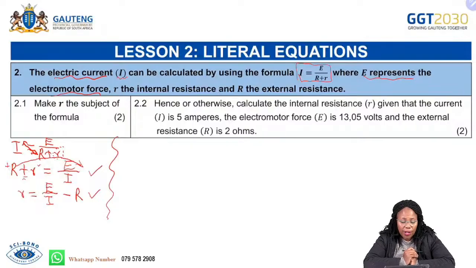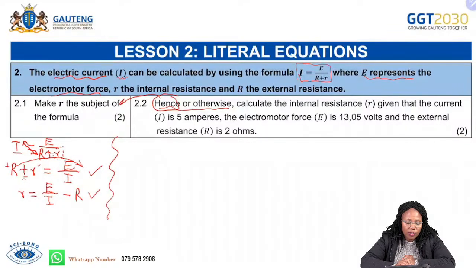Continue to point 2, hence or otherwise. The word hence means using your previous answer. Otherwise means you can even use your initial formula to answer this question, correct? And then calculate the internal resistance, of which we are calculating small r, given that the current I is 5 amperes and the electromotive force is 13.05 volts and the external resistance R is 2 ohms there.